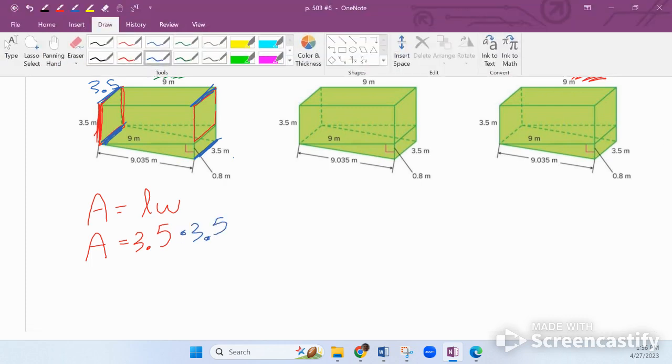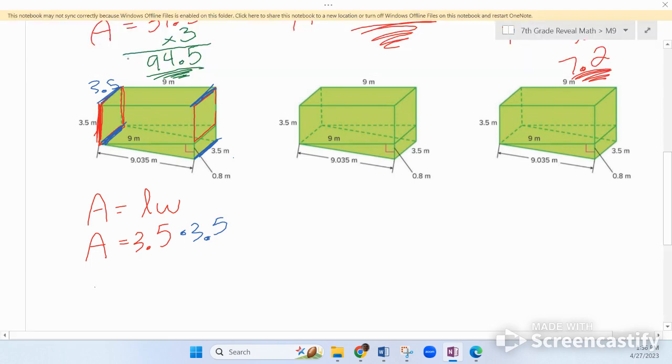Then I need some help with a 3.5 times a 3.5. 7. Oh, you added 3.5 plus 3.5. Yes. 12.25. Yep, or 25. And since we have two of them, we're going to double it. And that's going to be 24.5. And we're going to underline that because I got to remember to add it in.